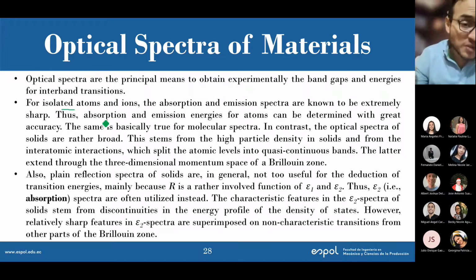Also, if you just get a simple reflection spectrum of a solid, you can't really deduce the transition energies from it. If you remember the equations that we saw in the tutorial last class, reflection is a very complicated function related to epsilon 1 and epsilon 2, right? That's why, when we're dealing with ions, molecules, and atoms, yes, you do a simple reflection spectrum and it's nice. But if you're dealing with solids, you don't do reflection spectra. You just do the epsilon 2 spectra. That is the absorption spectra. Okay.